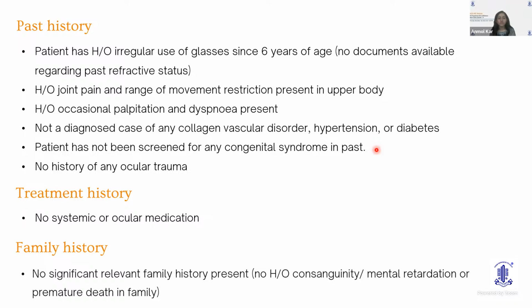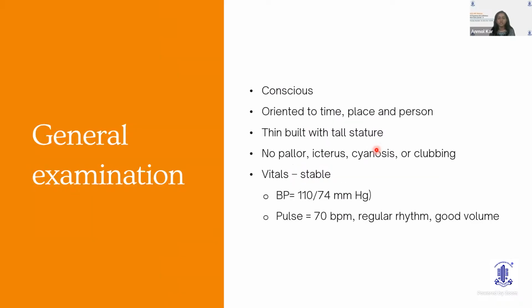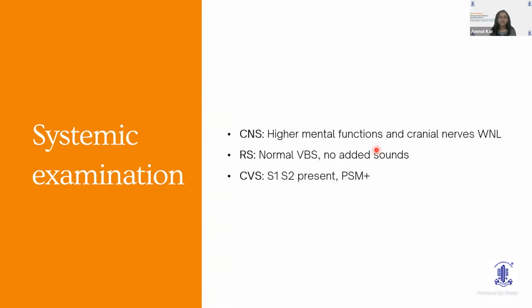In the family history, there was no significant relevant history found, like consanguinity, mental retardation, or premature death in the family. Coming to the examination, starting with the general examination, the patient was conscious, oriented to time, place, and person, thin built with tall stature. There was no pallor, icterus, cyanosis, or clubbing noted. The vitals were stable, the BP being 110/74 mmHg. The pulse was 70 beats per minute, regular in rhythm, good in volume.